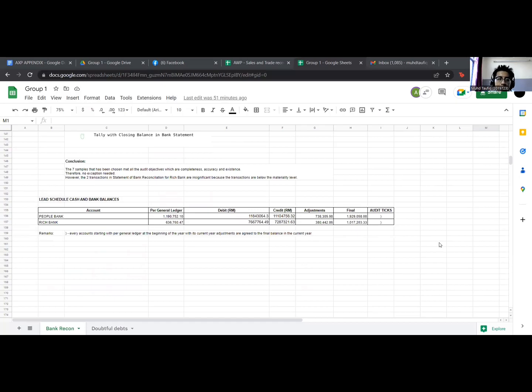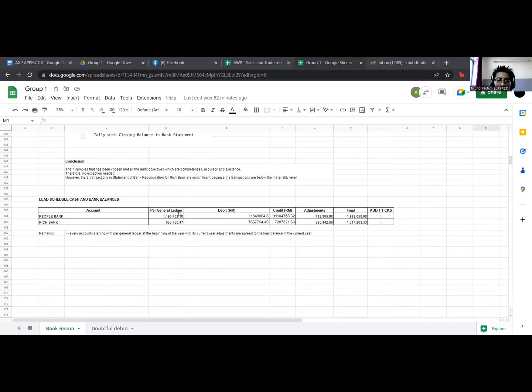The last part is the schedule of cash and bank balances for both of the banks. The remarks: every account starting with per general ledger at the beginning of the year, with its current year adjustments, is agreed to the final balance in the current year.